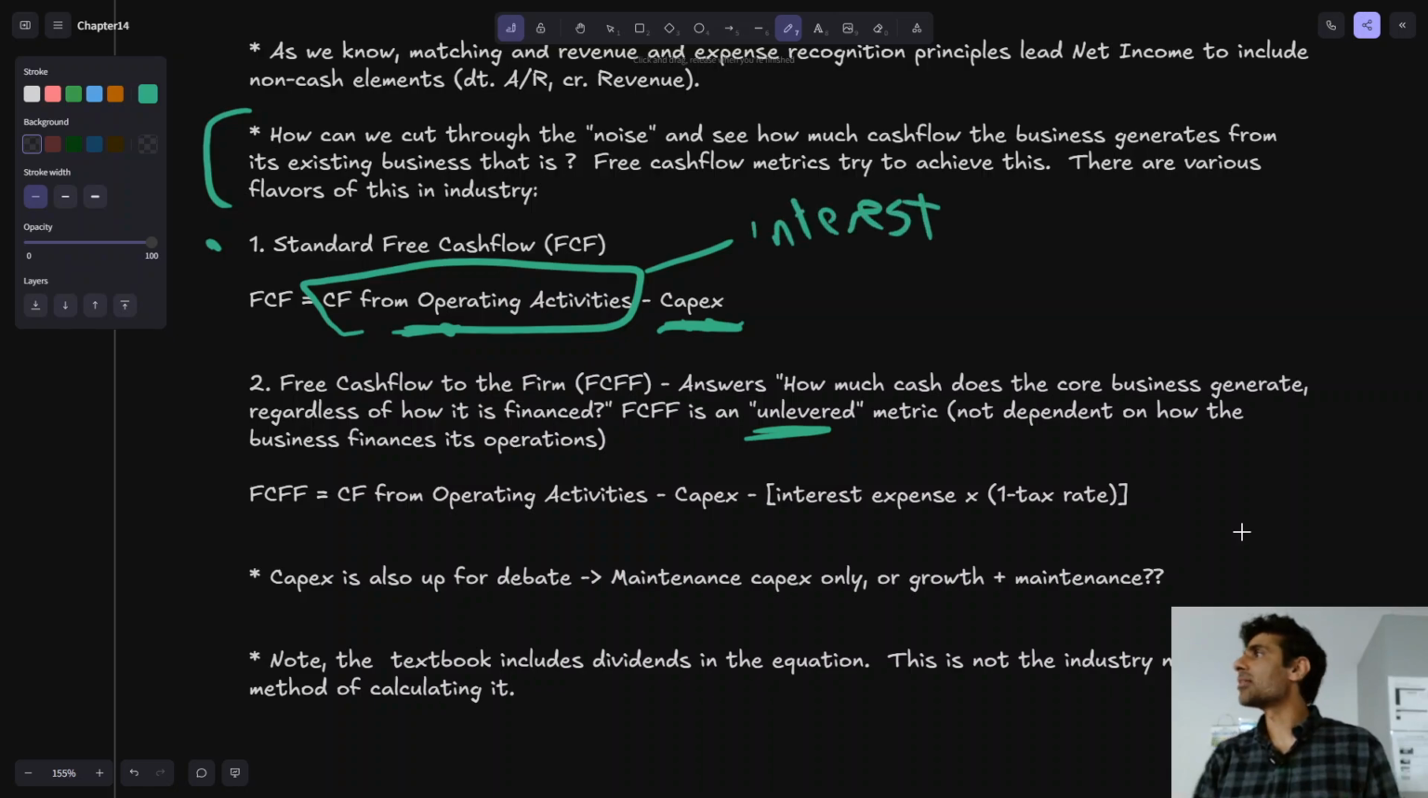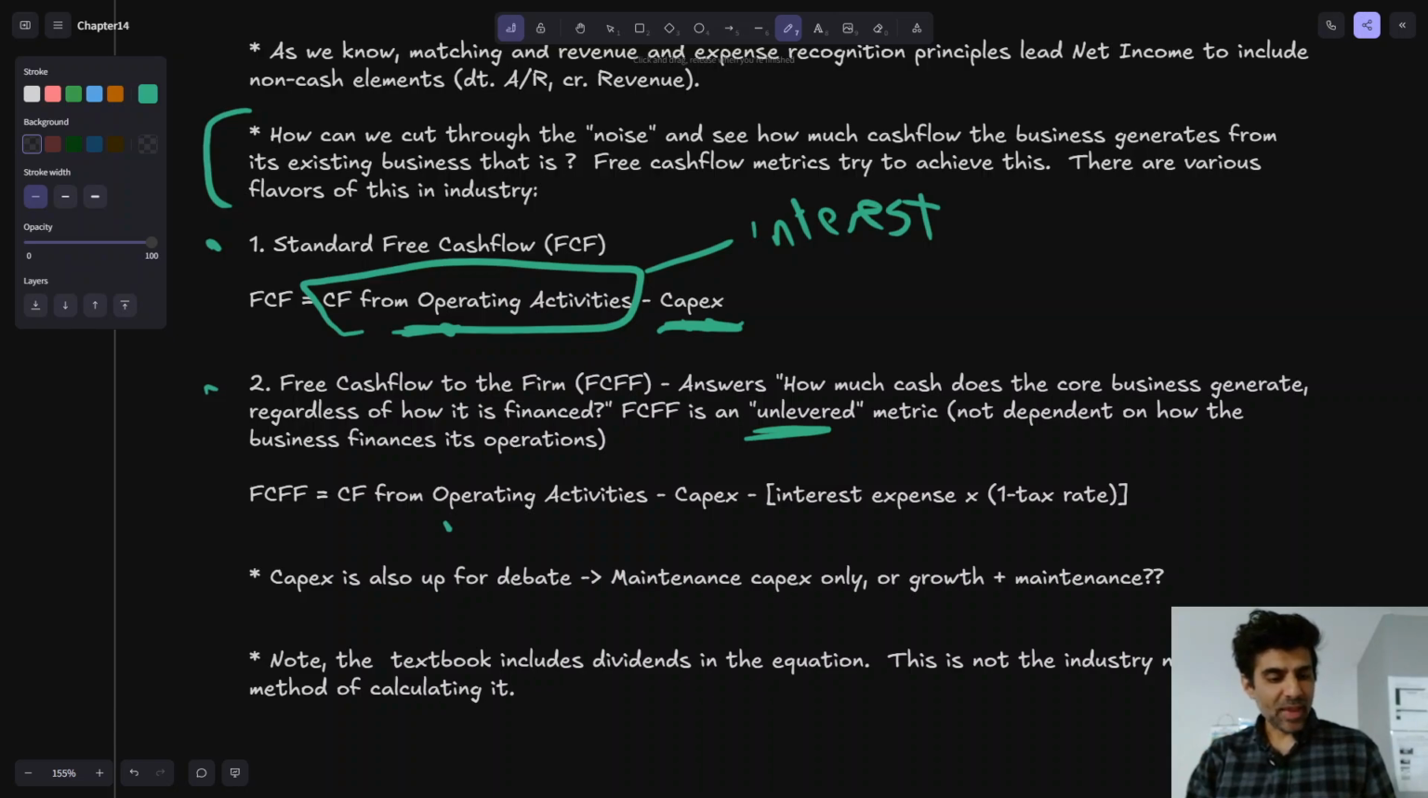How much cash interest are you paying? A company could have the exact same operations, but if it borrowed more money, it's going to have a lower cash flow from operations than a company that didn't borrow. So this next one, they're trying to adjust for that financing decision.